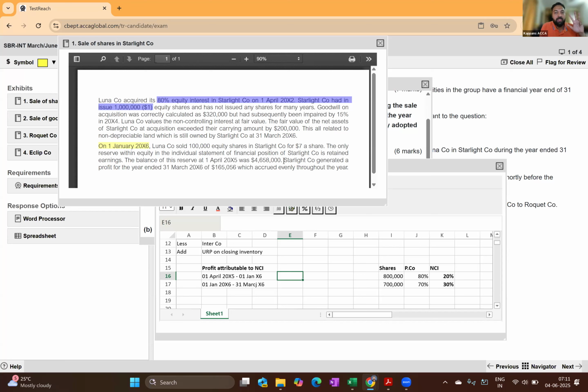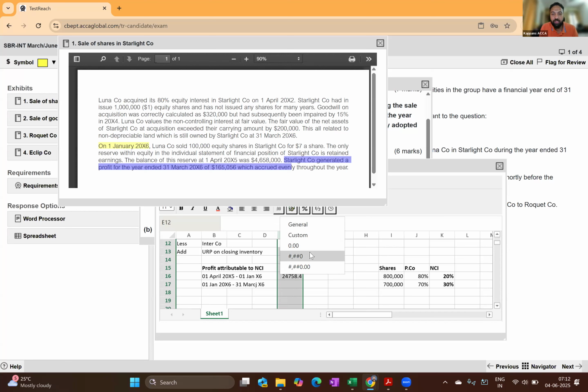How much is the profit? Starlight generated a profit for the year ended 31st March X6 of 165,056. So not 1 million, 165,056 is the total profit for the year. We don't have an entire year from April to January. It's 9 months, so 9 by 12. So we'll get the profit for 9 months. And during this 9 months, NCI has 20% share. So into 20%.